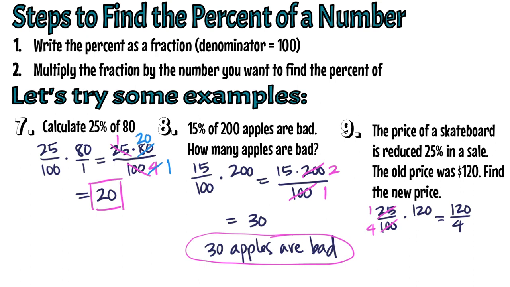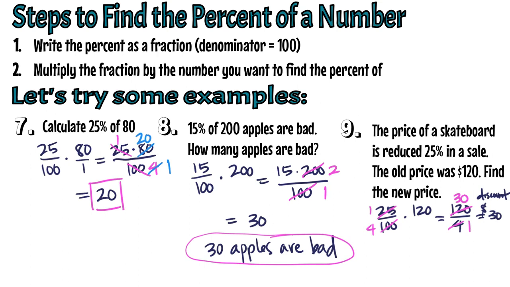And if you know both of these divide by 4, right? 4 divided by 4 is 1. 12 divided by 4 is 3, so 120 divided by 4 is going to be 30. So our discount is $30, right? That's our discount. But that's not what the question asks, right? It says to find the new price.